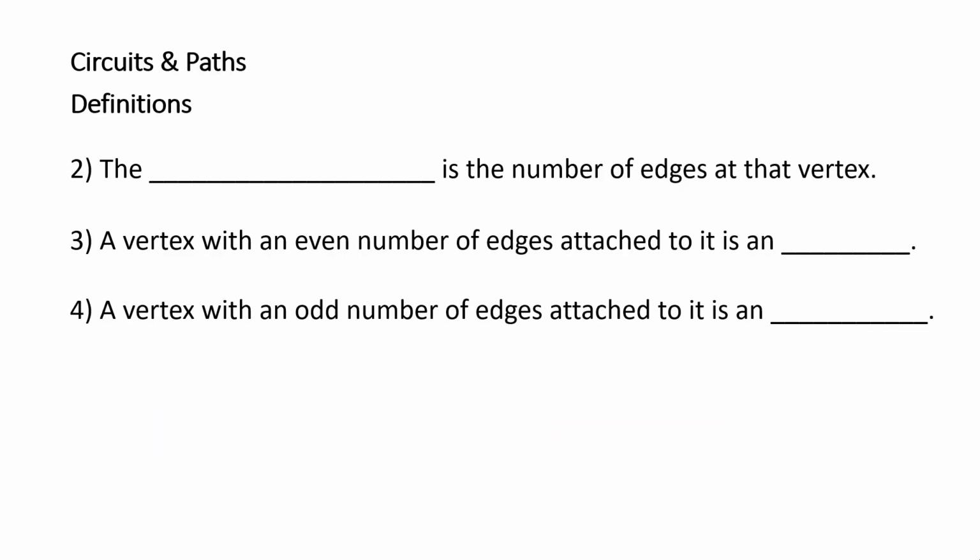Circuits and paths will have some definitions. The second definition for this section, the degree of a vertex is the number of edges at that vertex. 3. A vertex with an even number of edges attached to it is an even vertex. 4. A vertex with an odd number of edges attached to it is an odd vertex.